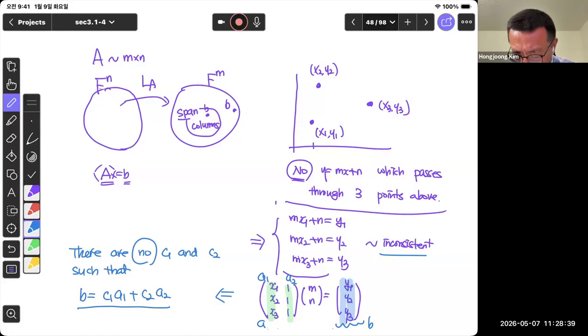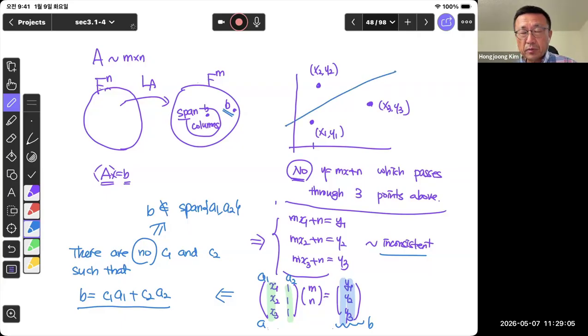So that means, when I consider the span of A1 and A2 column vectors, b does not belong to this space. Okay, right? So in this case, this b is outside of such a space. So there is no line passing through all these 3 points. So that's why in statistics we rely on regression, right?